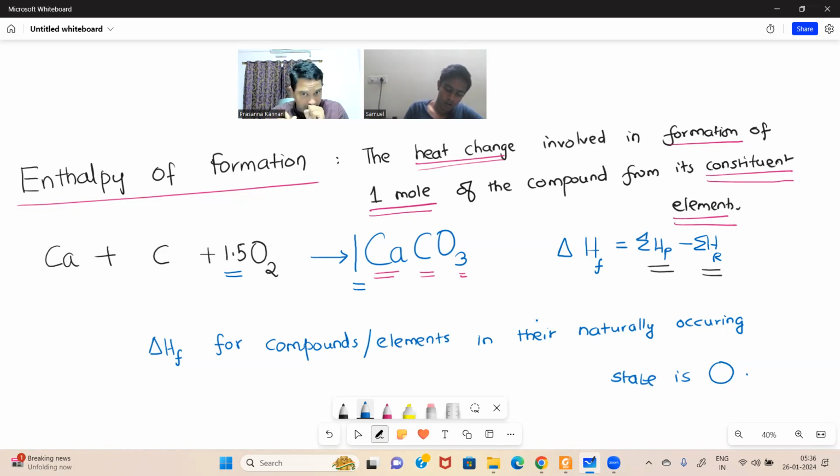Clear so far, Sambal? Any doubts? No, sir. All clear. Good. That's an important point with regard to enthalpy of formation.